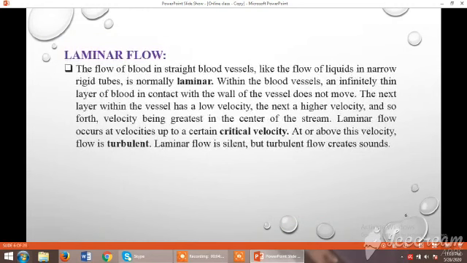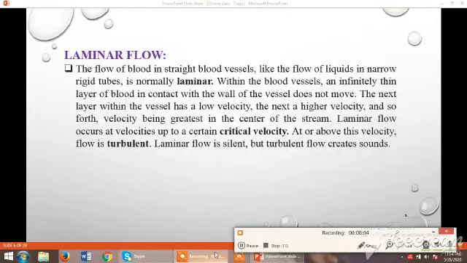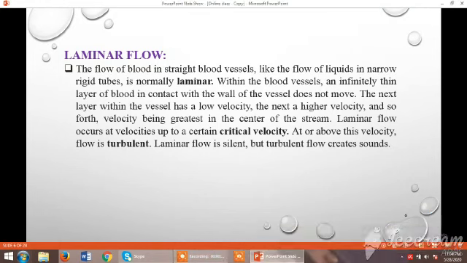Now comes laminar flow. It is a linear flow, the flow of blood in straight vessels, like the flow of liquid in narrow tubes. Within the blood vessel, an infinitely thin layer of blood in contact with the wall of the vessel doesn't move, the next layer has low velocity, the next has higher velocity, and so on. So velocity is greatest in the center of the stream.